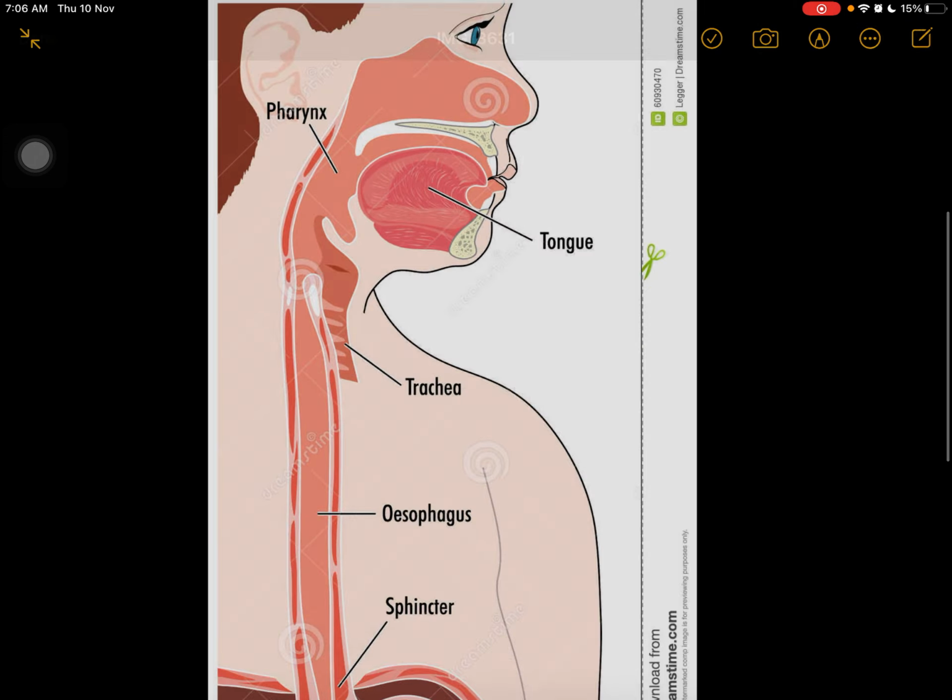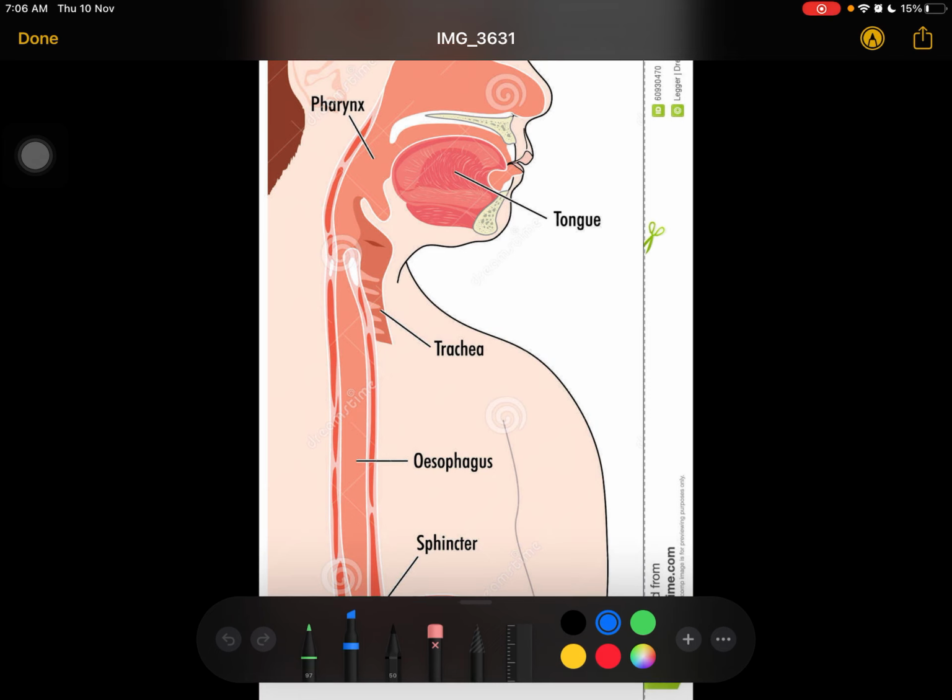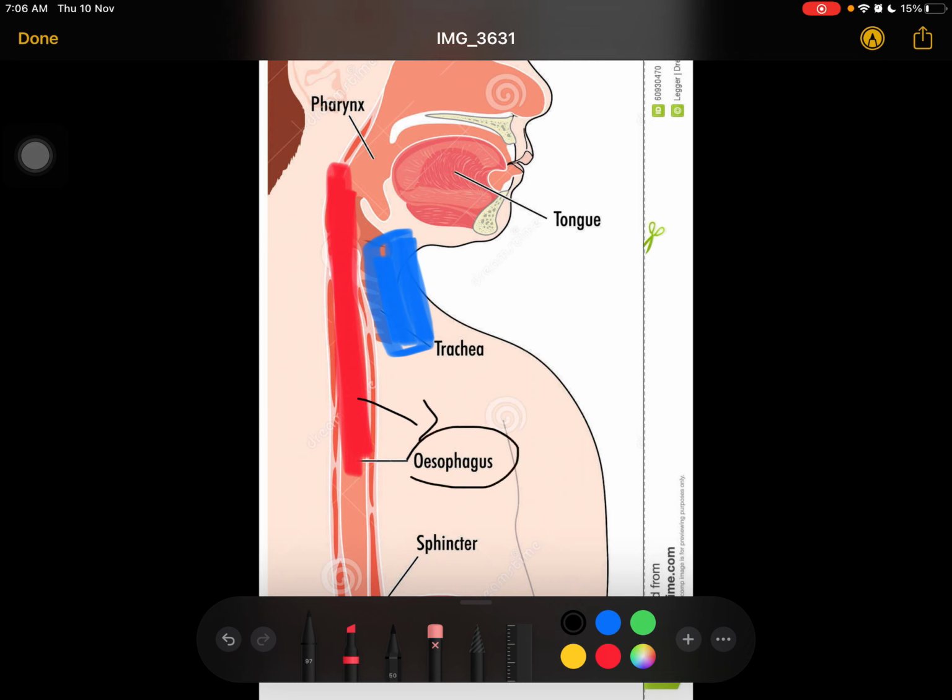So as you can see in the given diagram, here we have the trachea. This is the trachea. Now you can see this tube is known as the esophagus. This whole tube is known as the esophagus.